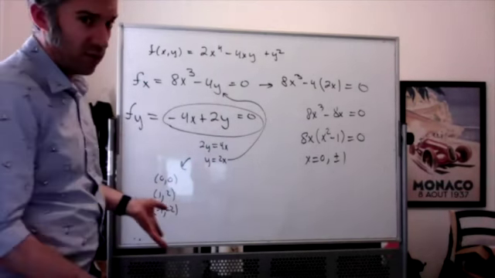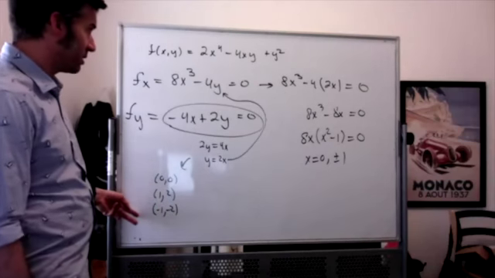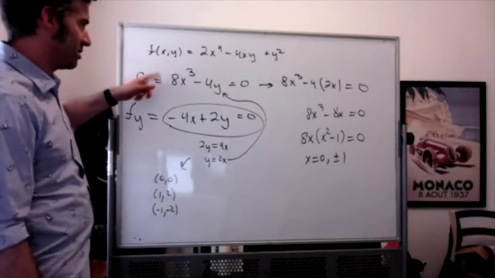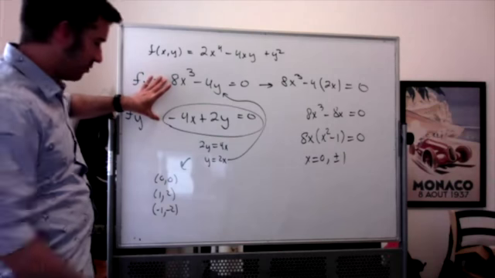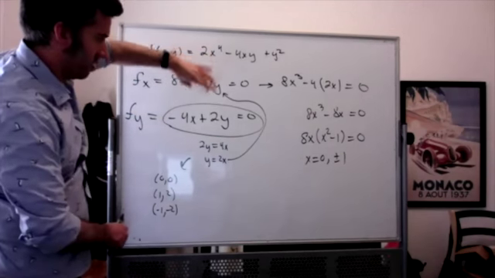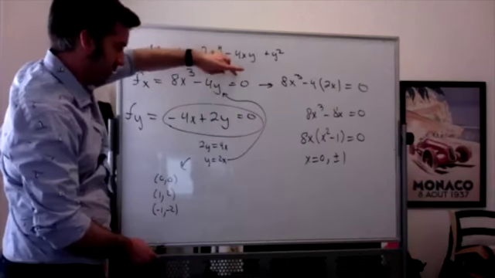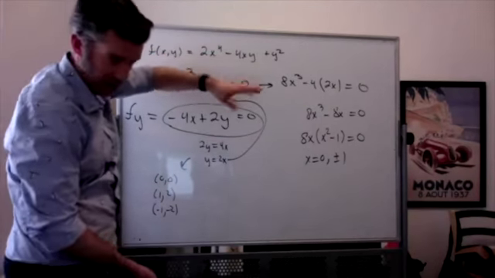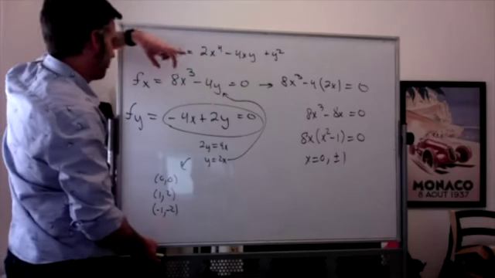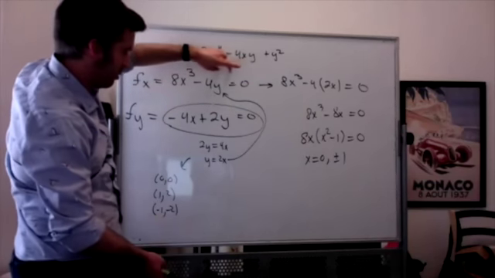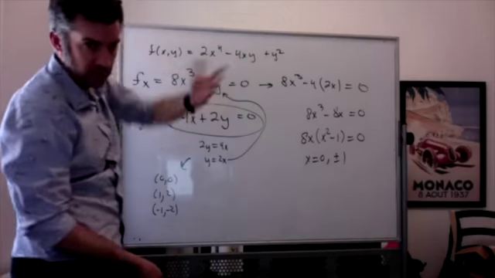And you can check if you want that each of these 3 points simultaneously solves each of these equations. Plug in 0, 0, that's clearly 0, that's clearly 0. If you plug in 1, 2, 8 minus 8, 0, negative 4 plus 4, 0. Plug in negative 1, negative 2, negative 8 plus 8, 0, positive 4 minus 4 is 0.